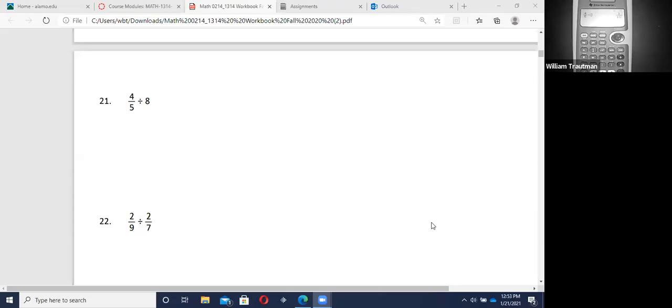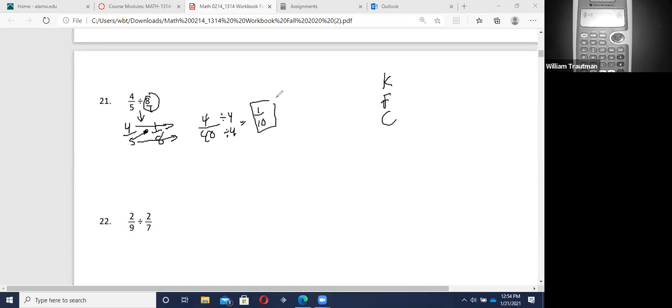And I'm going to verify that. The way we do these, again, is Kentucky Fried Chicken. Keep the first fraction. Flip the second. 8/1 flips to 1/8. And then multiply. Change it to multiply. 4 times 1 is 4. 5 times 8 is 40. They both divide by 4 to reduce. And I get 1/10. 4/5 divided by 8 equals 1/10.